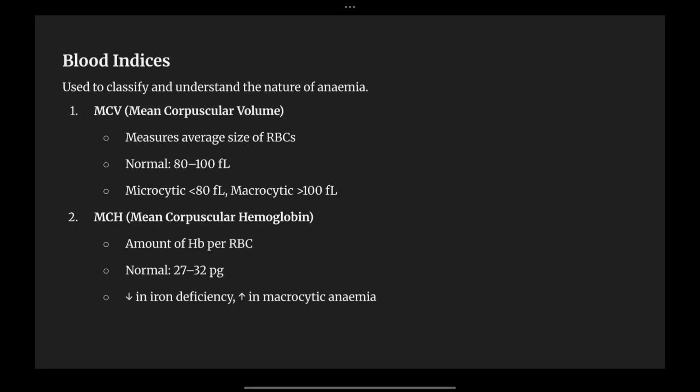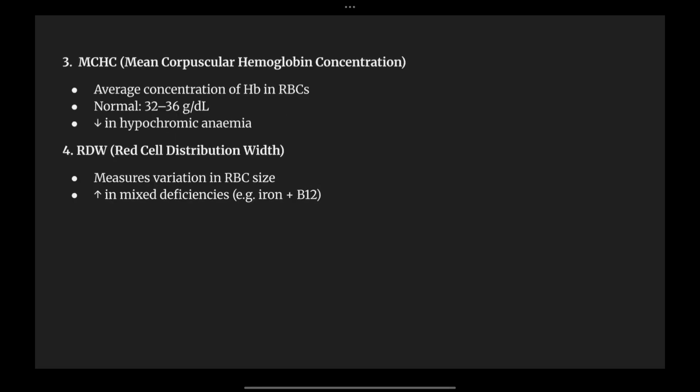MCH, mean corpuscular hemoglobin, the amount of hemoglobin present per RBC is determined, and the normal is 27 to 32 picogram, and it can be low in iron deficiency or increased in macrocytic anemia. MCHC, another type of blood indices. Mean corpuscular hemoglobin concentration, the average concentration of hemoglobin in the RBC, normal levels are 32 to 36 gram per deciliter. If it is decreased, it is due to hypochromic anemia.